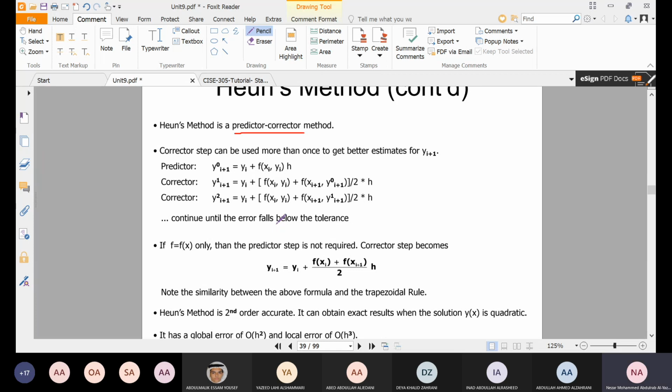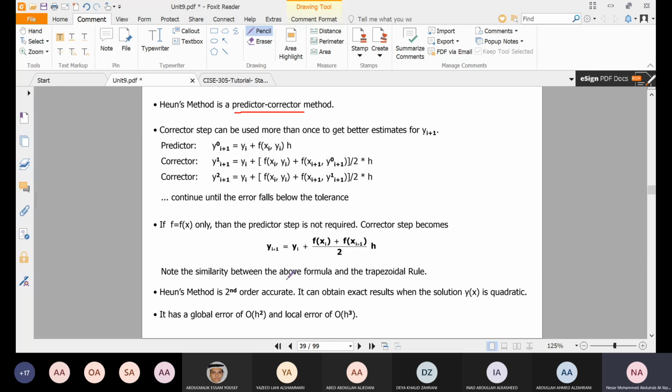Sometimes we ask you to do one predictor and one corrector only. In this case, you do one predictor, one corrector. And sometimes we ask you to do the predictor and iterate the corrector. You do one predictor and you iterate the corrector. After that, you reach a certain error, and then you start a new predictor, and then we iterate the corrector like this. The examples, inshallah, will be clear when you go to the examples.